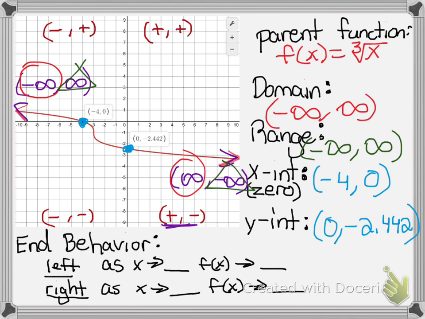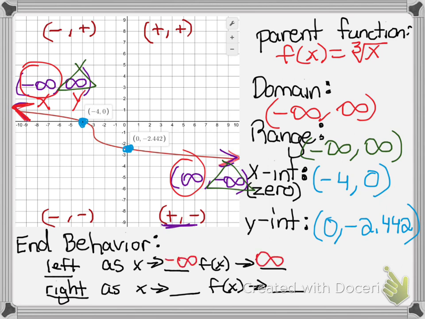Now, to find the end behavior, I'm going to look at the ends of the graph and describe the behavior. Let's start with the left side. All I'm doing is paying attention to the ordered pair that I've already labeled and describing what my x and my y values are doing. My x is approaching negative infinity, and my y is approaching positive infinity.